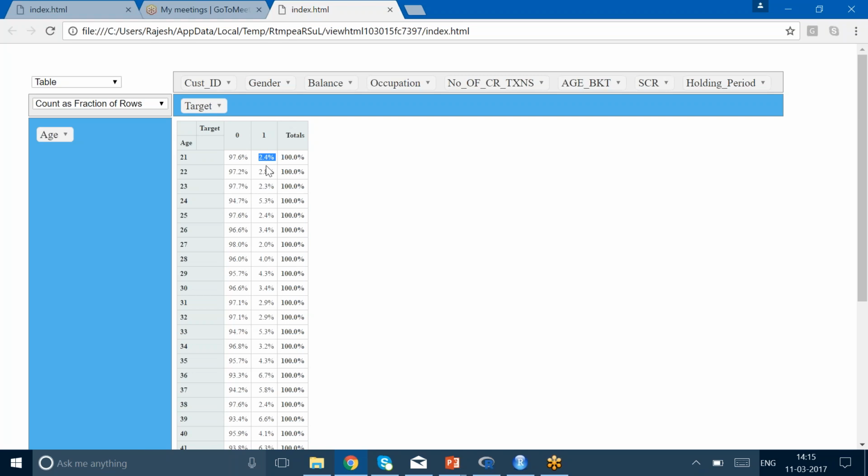Let me make the statements all in percentage. So in the 22 age group, 2.8% responded. I can see that as I move from age 21, 22, 23, 24, there is a slight blip, and then from 24 it keeps increasing. 28, 29, there is an increase. 25, 29, and so forth. 53. Let me try to see if I can make a line plot of it.